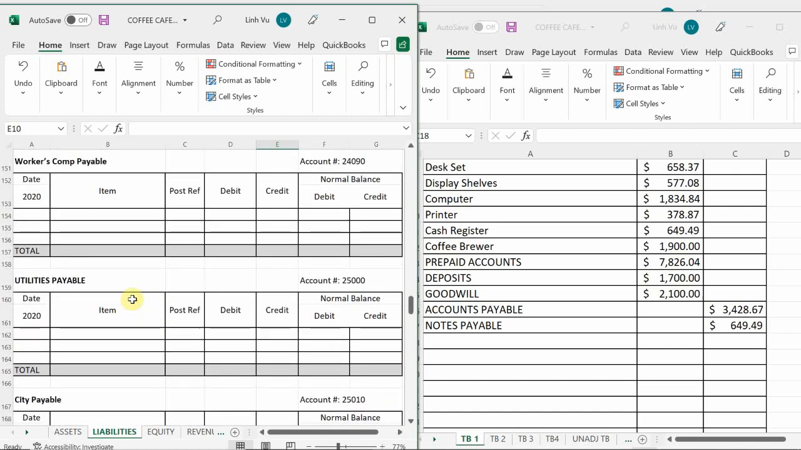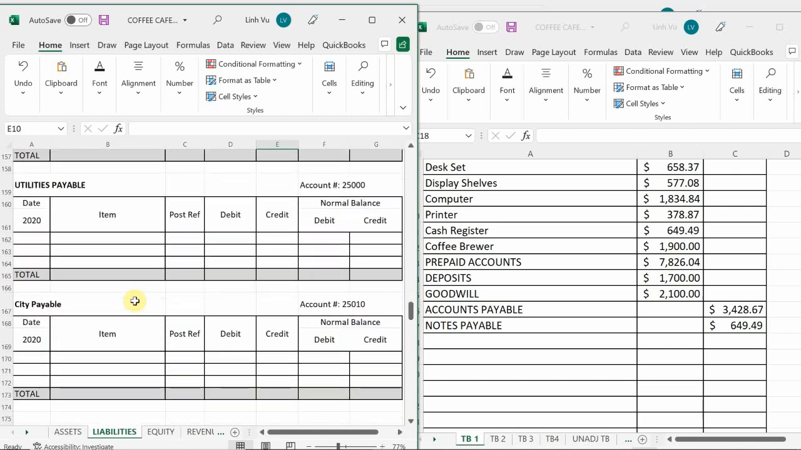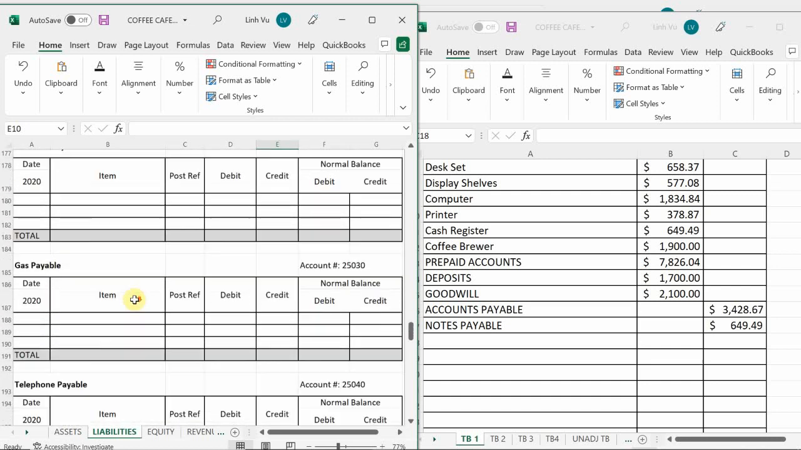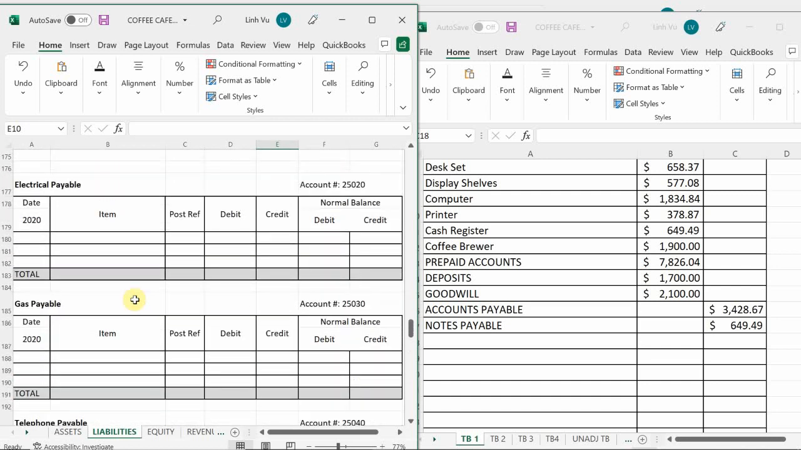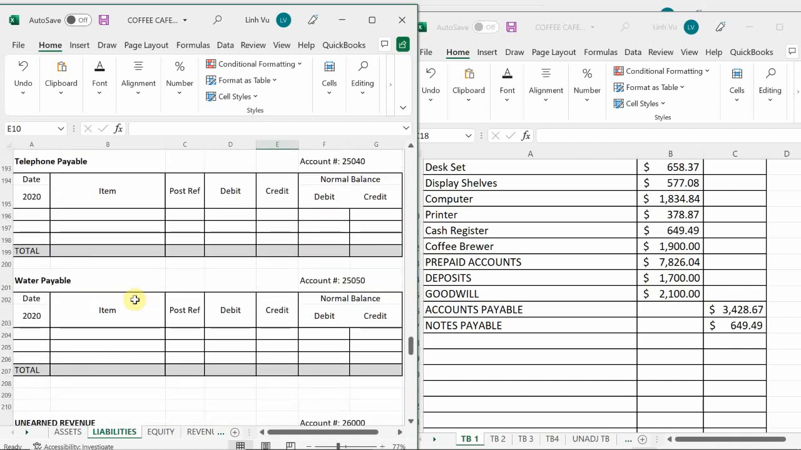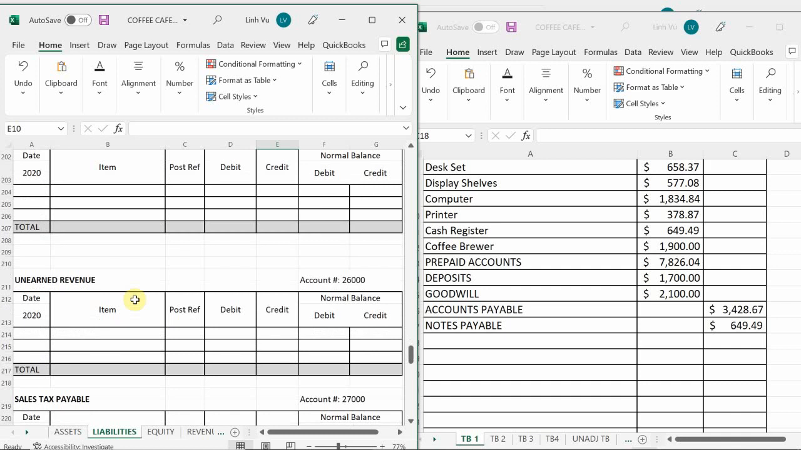Next one is going to be utilities payable, right? We haven't received a bill yet, so we don't have any of these, right? No city, no telephone, no gas, no water, okay? Let's see, unearned revenue.